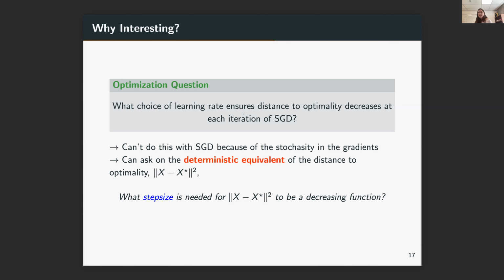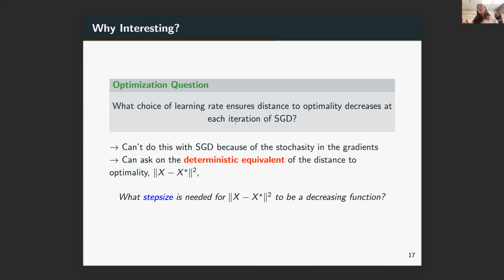One of which is, from an optimization question, you could ask what choice of learning rate ensures that I actually decrease my optimality condition. Now, you can't decrease at each iteration of SGD because of stochasticity in the gradients. It's not true that at each iteration you'll be able to decrease your distance to optimality. It's quite wiggly, as you saw. But you could ask this question of the deterministic function. You could say, what choice of step size guarantees that at each iteration the deterministic function is actually just a monotonically decreasing function?